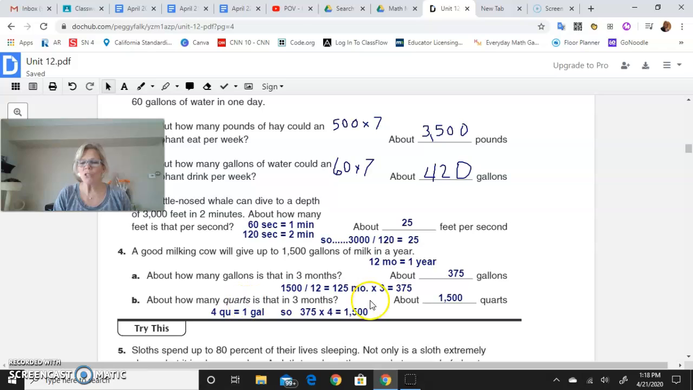Okay, about how many quarts is that? Well, 375 gallons has 4 quarts per gallon. So think about it as a 1 liter bottle, like a lot of your water bottles you bring to school, that's 1 quart. So there would be 4 of those in 1 gallon. So I'm going to take 375 gallons times 4, and I'd get 1,500 quarts in 3 months.